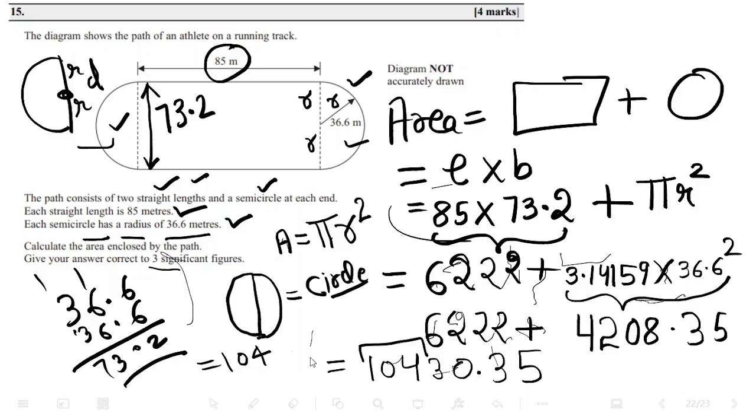So the answer is 104 and then 00. And as it is area, so we will write square meters here, right?